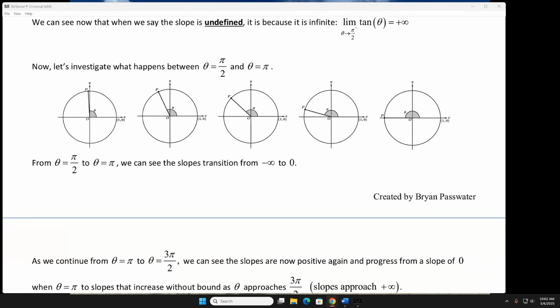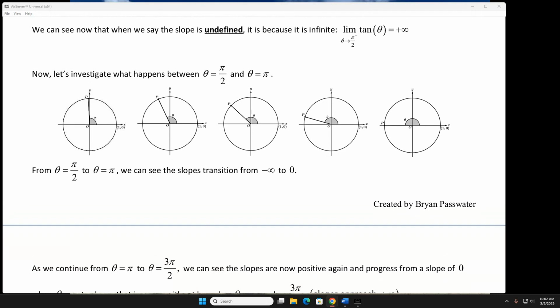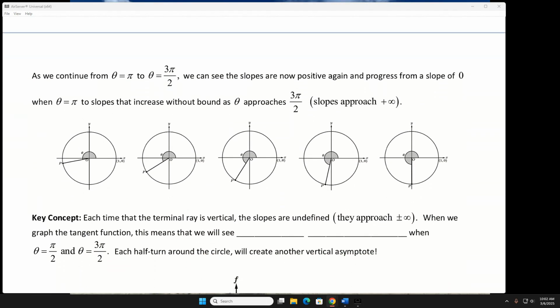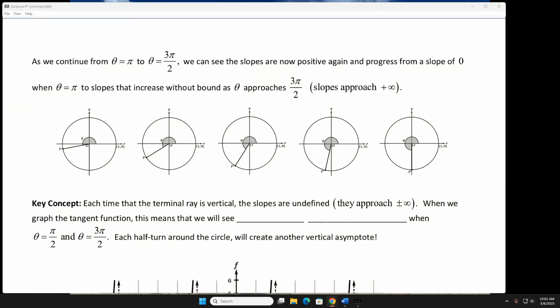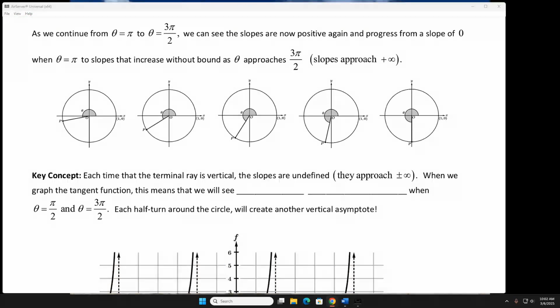And then he went through some angles in quadrant 2, and then we got to quadrant 3, and then at pi over 2, we had another vertical line. So a key concept is that each time the terminal ray is vertical, the slopes are undefined because they're approaching infinity or negative infinity. When we graph the tangent function, what's going to be on the graph where the slopes are undefined? Vertical asymptote. Good. Very good.